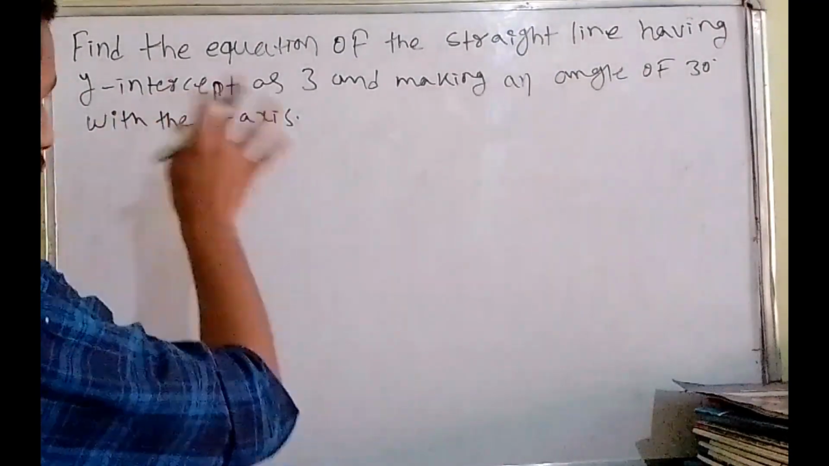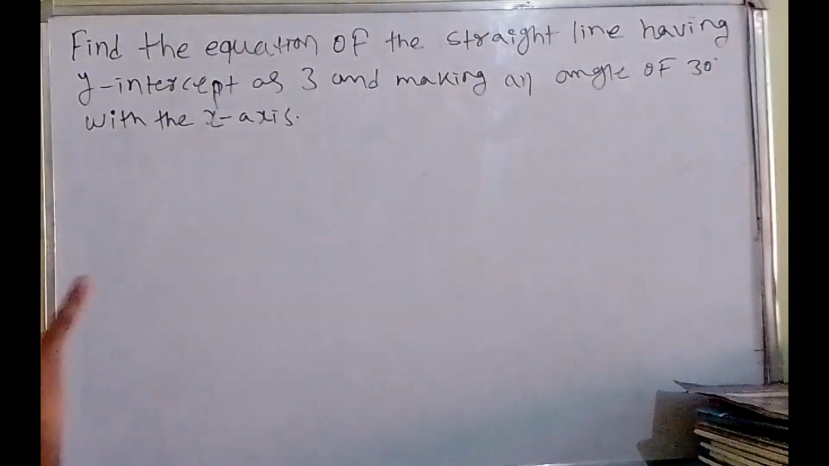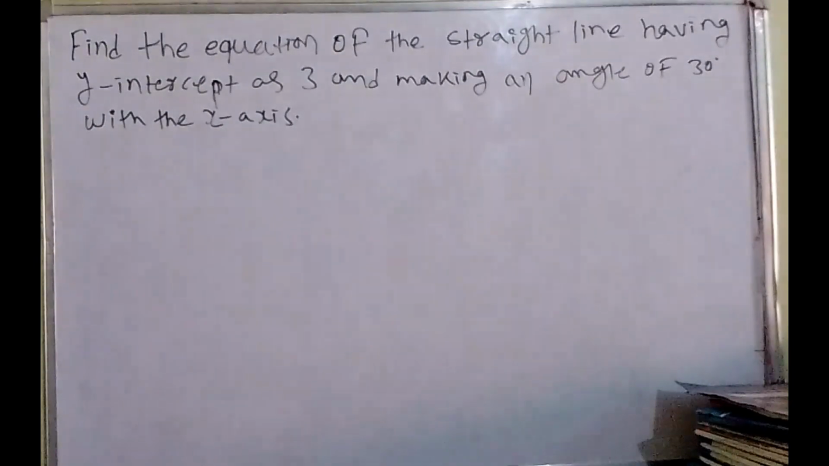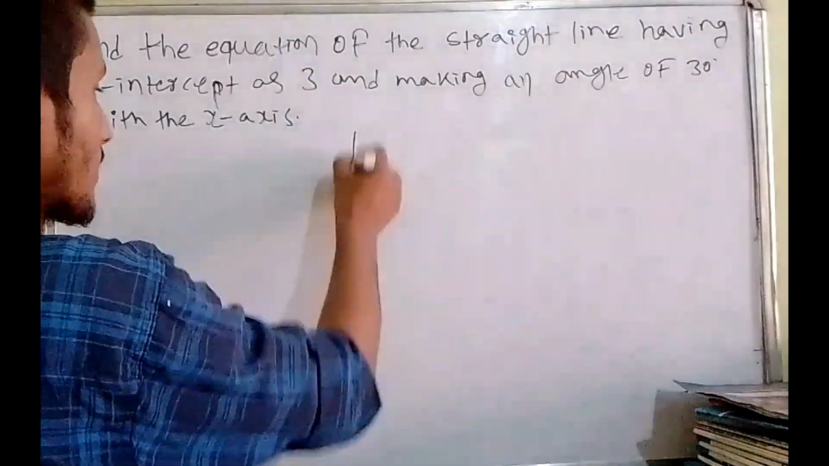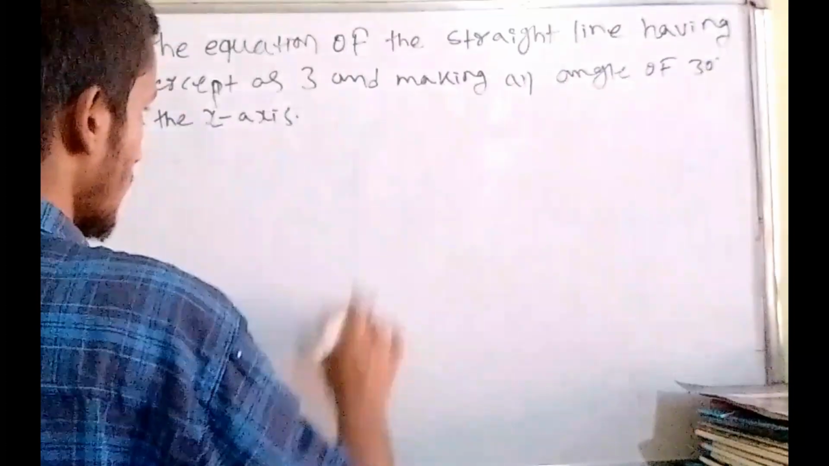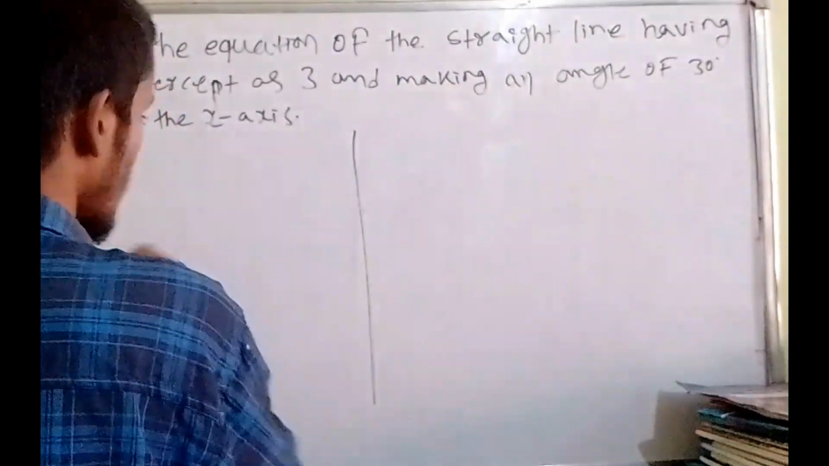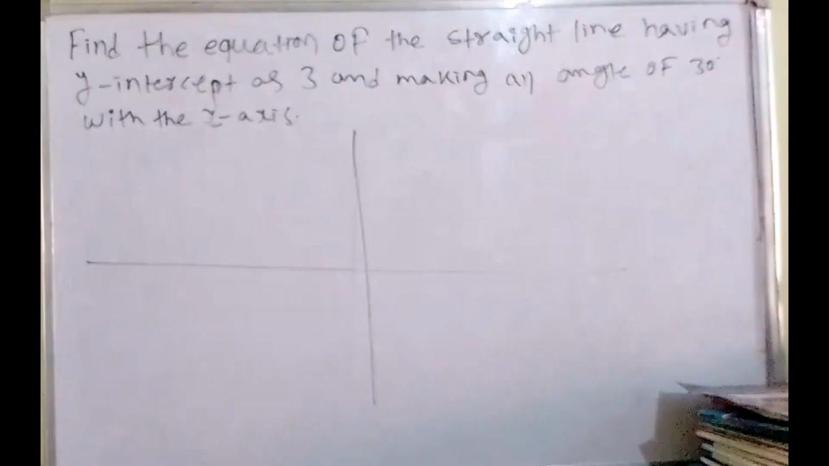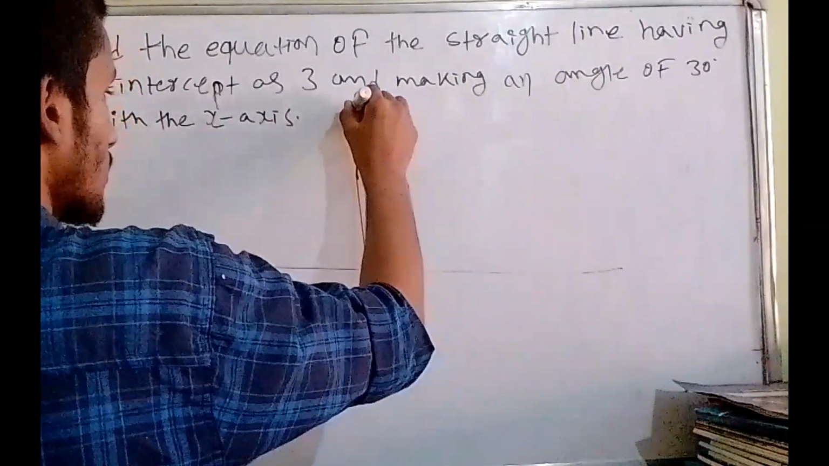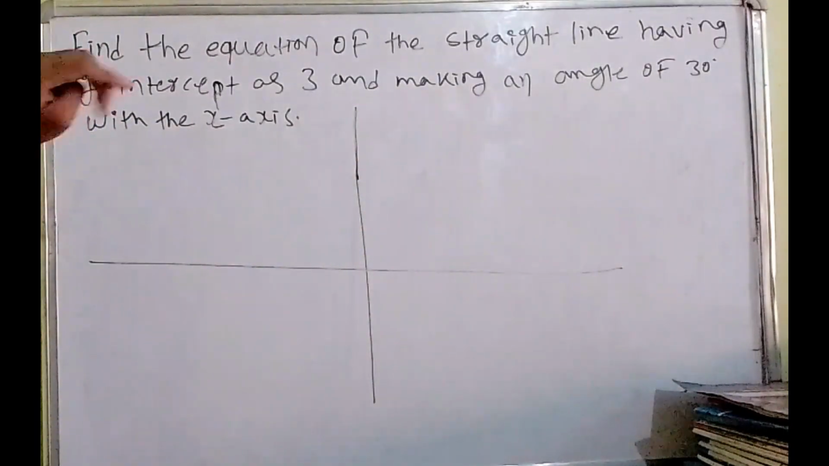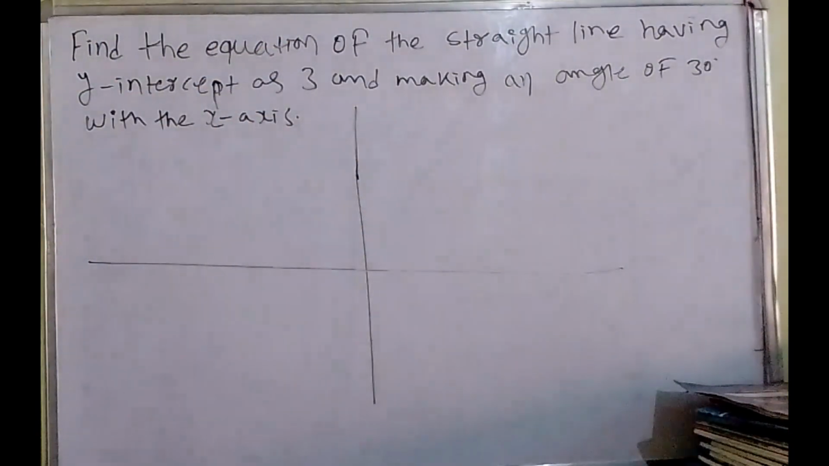Find the equation of the straight line. Let me read the problem. It says: find the equation of the straight line having y-intercept as 3 and making an angle of 30 degrees with the x-axis. Let me draw it. My figure is not straight. The problem states that find the equation of the straight line having y-intercept as 3.